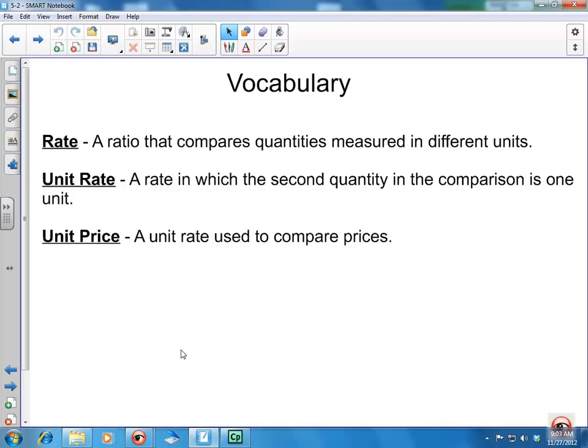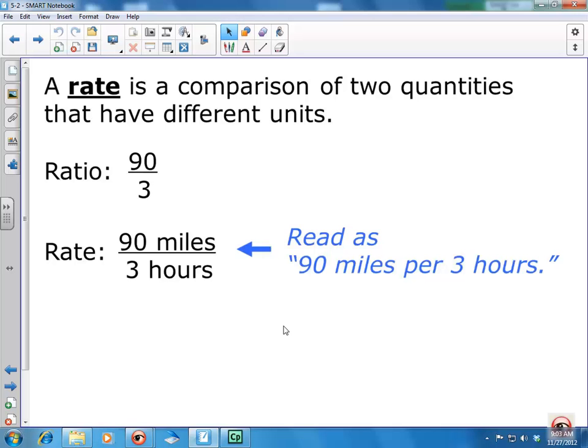Okay. And finally, the unit price is a unit rate used to compare prices. Again, just like what I was talking about with the Cokes, that would be our unit price whenever we're comparing the price of one can of Coke or Dr. Pepper or something like that. All right, let's take a look at our first example here.